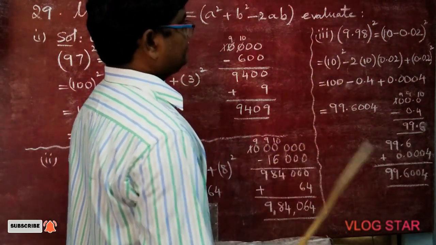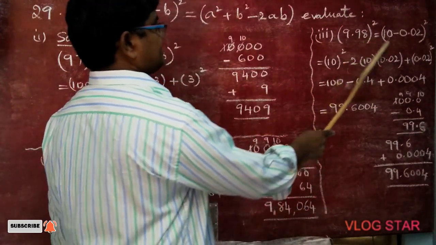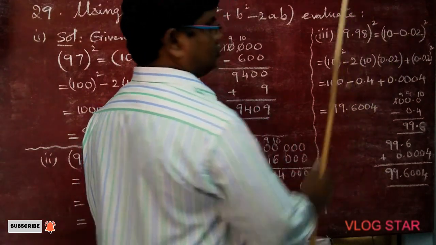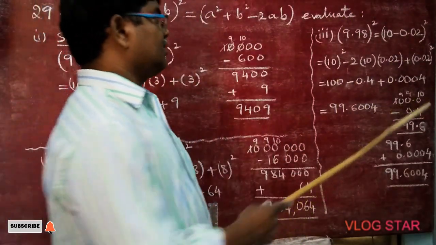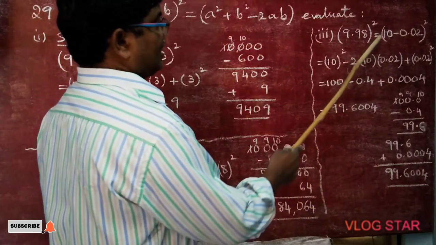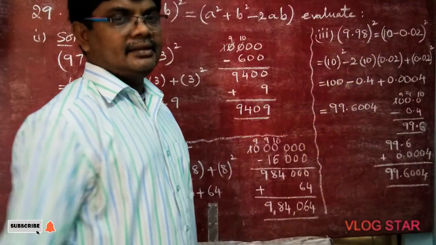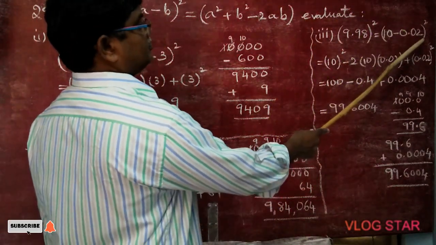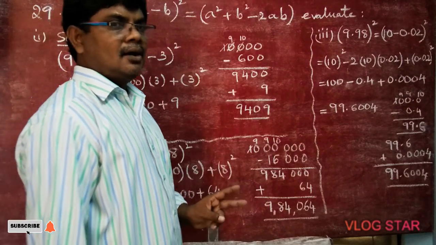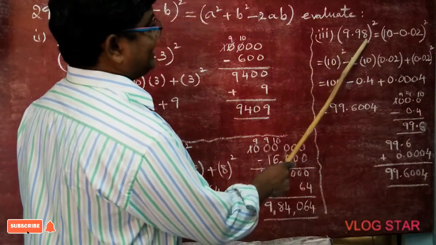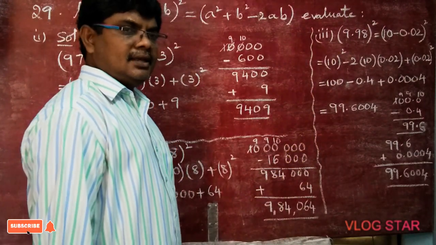9.98 whole square is equal to, nearest is 10, 10 minus 0.02. Sir, please explain. Let me give you a small example. Your father gave you 10 rupees. You just purchased something for 2 paise. How much will be remaining? 9 rupees 98 paise. Now you understood clearly?